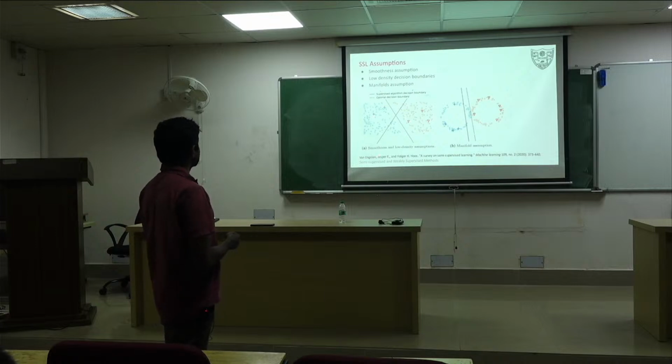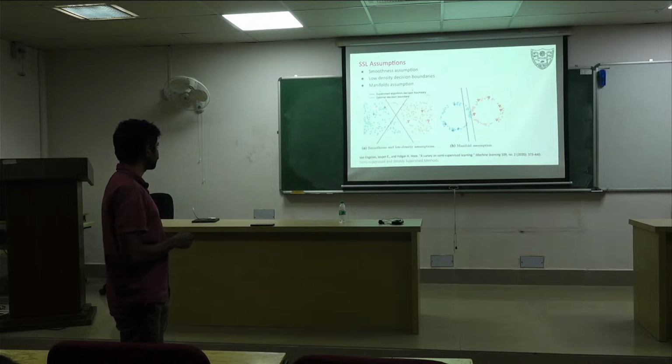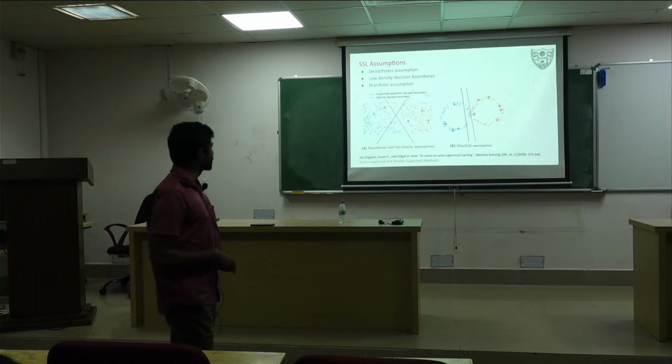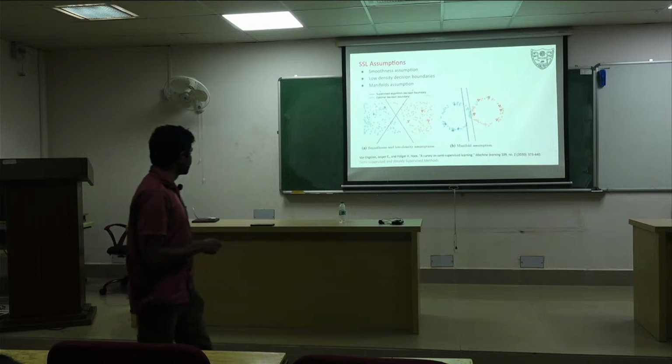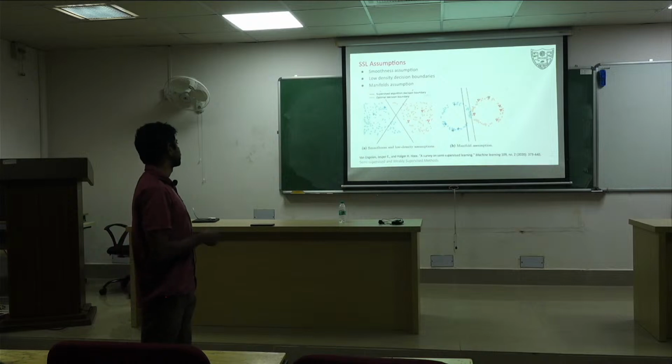Then the other assumption is you have a plus which is blue color here. The immediate things will have blue color. Okay, so that's about this first assumption. Then it's about a low density decision boundary. The decision boundary won't pass through too many points. It won't cut too many points. It is supposed to be passing through a low density region. It will cut the minimum number of points.